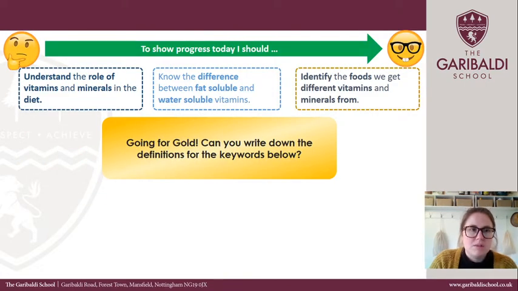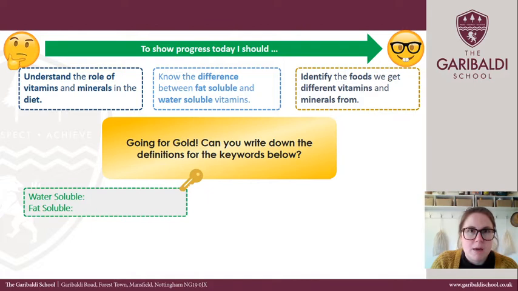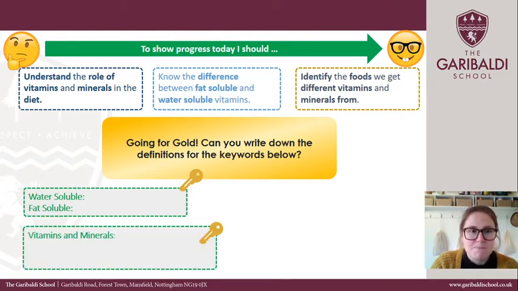So understanding the role of vitamins and minerals in the diet is where we're kind of starting to get to. Knowing the difference between fat-soluble and water-soluble vitamins, that's something you should have picked up over the last couple of weeks. And then moving through to identifying the foods we get different vitamins and minerals from. And so that's the big one that's coming into play today.